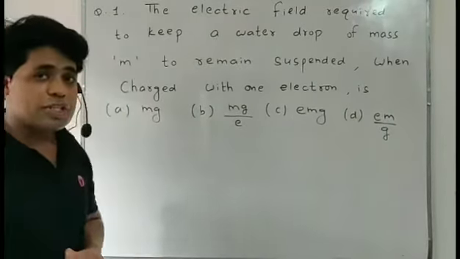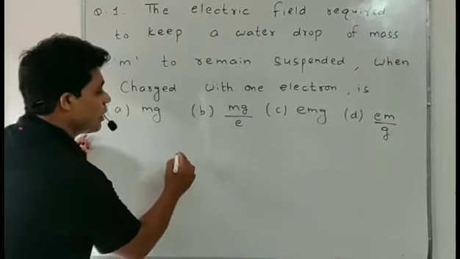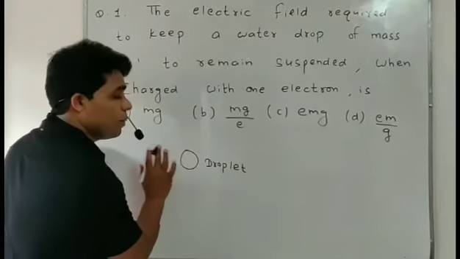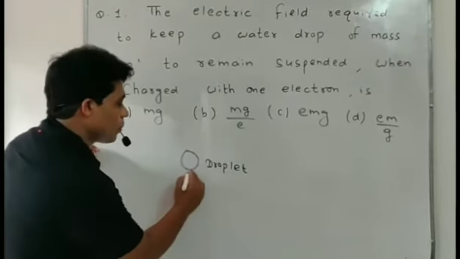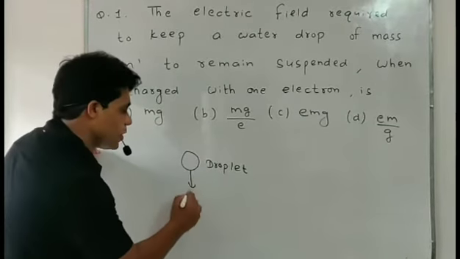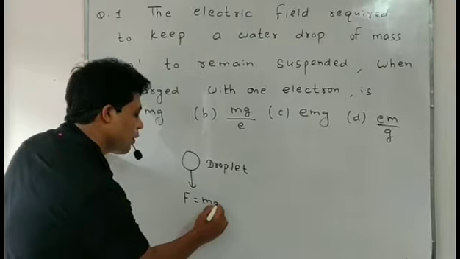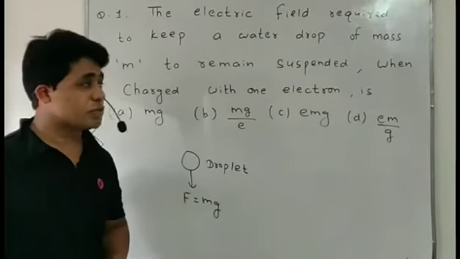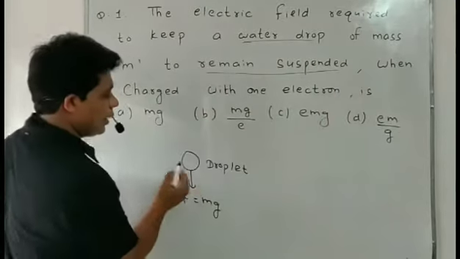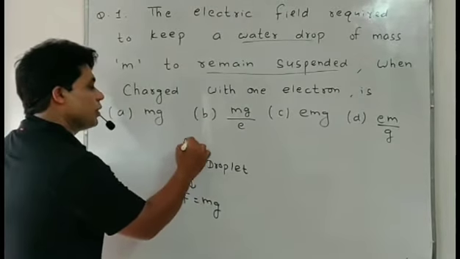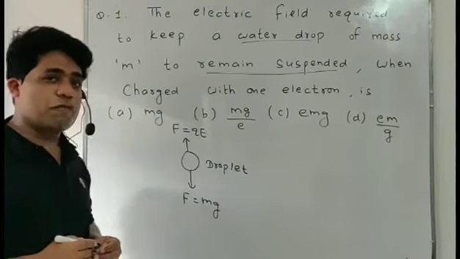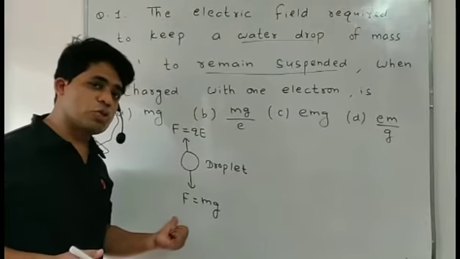First of all I'm going to explain the language of this question. We are given a droplet, and it remains at rest in air. It is possible when we know the very first force acting on any object, that is its own weight, F equals mg, that works downwards. But this water drop remains suspended in air on condition that another force F equals qE, that is called electrostatic force, works in the upward direction, opposite to it.